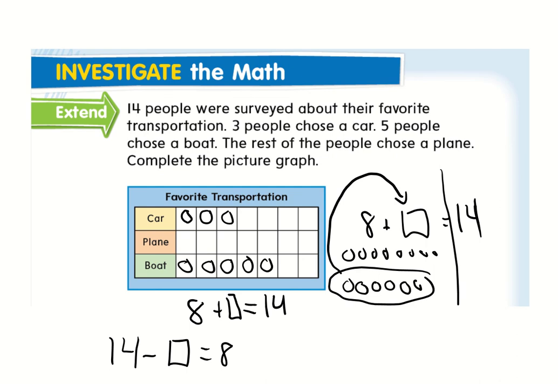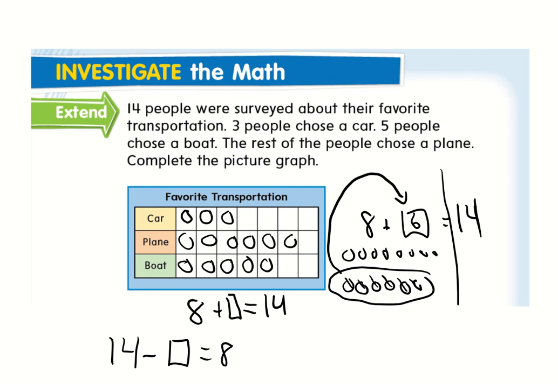Because I know I had 8, I kept counting to see how many more I needed to get to 14. So let's count them here on the bottom. I have 1, 2, 3, 4, 5, and 6. So 6 people like the plane. So let me add that into my transportation. 1, 2, 3, 4, 5, 6.